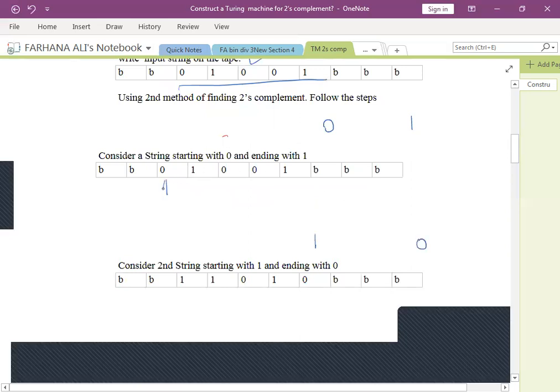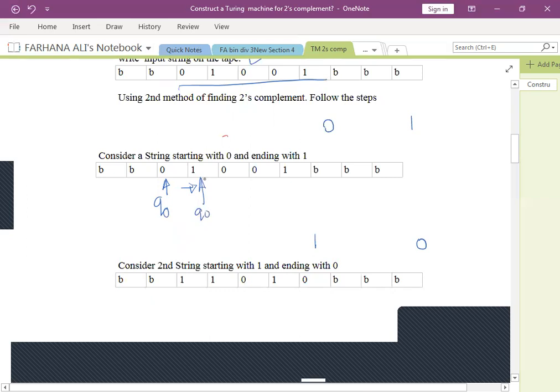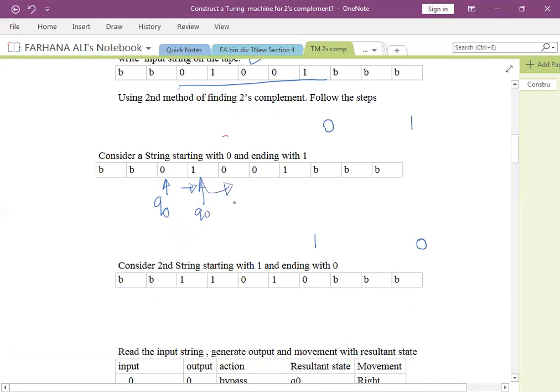So if the string has started with 0, first of all, the initial state we will consider as Q0. Q0 with 0, we are not supposed to do anything, we will move towards the right hand side. Now this is the resultant state, Q0 again. Q0 with 1 will again move towards the right hand side, as we are not doing any changes to the input symbol, and we are simply moving towards the right hand side with the resultant state as Q0.